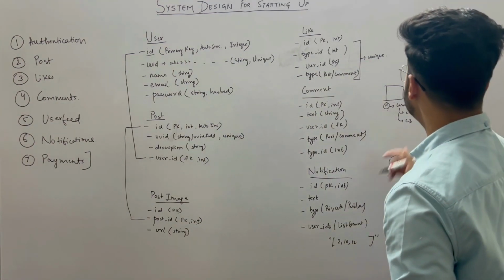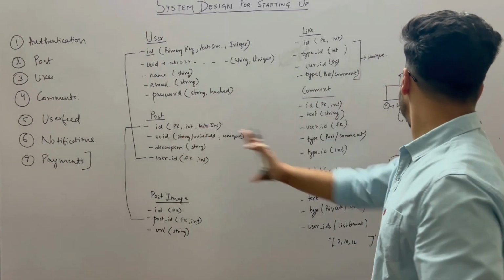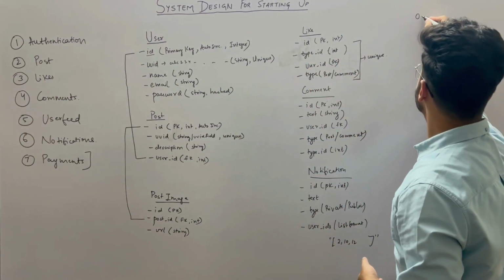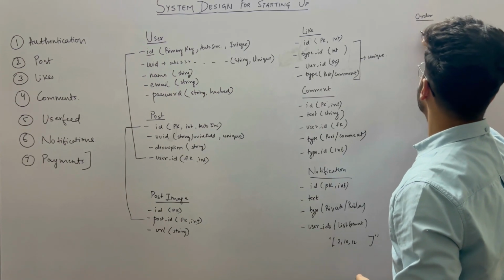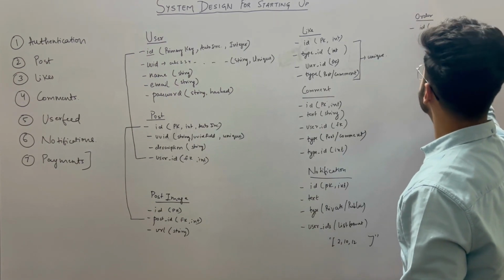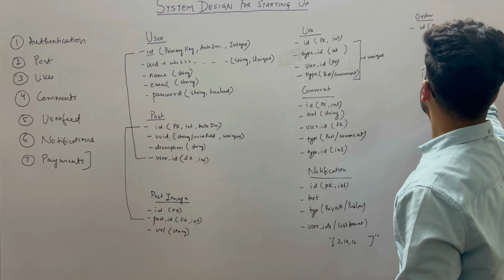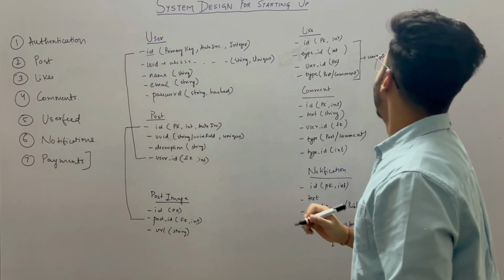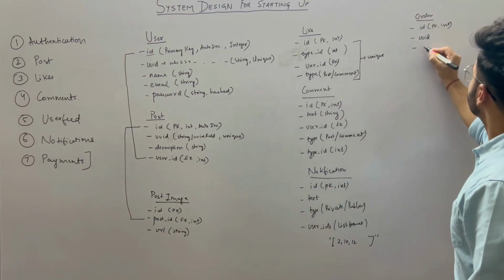And then we are having payments. So for payments, what we need is, for this payment we will have one table called orders, and it will of course have ID, primary key, integer. Then we will have UUID, again for the same reason. And then we will have amount.